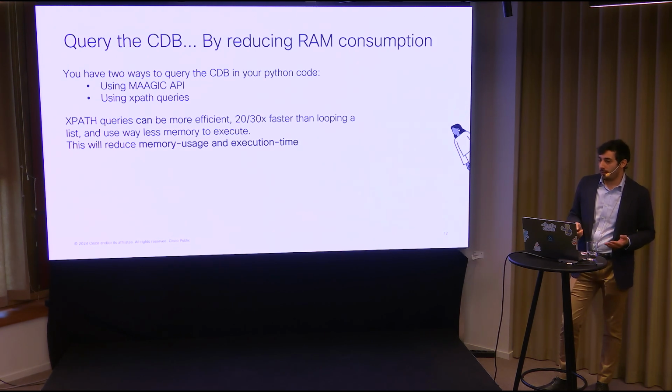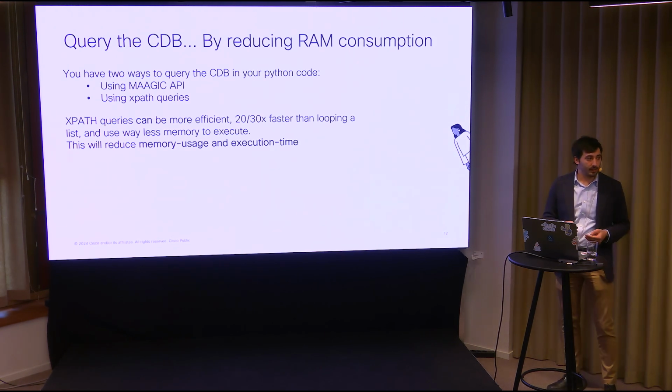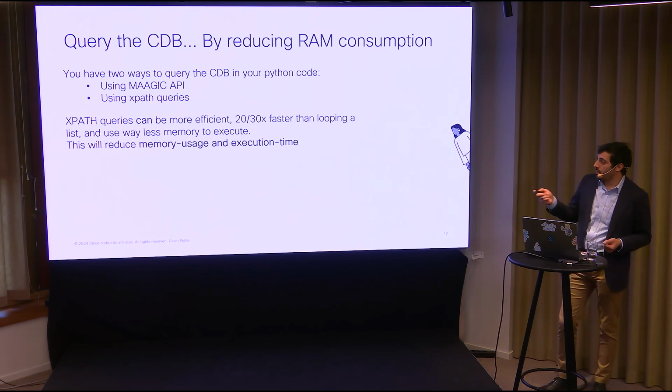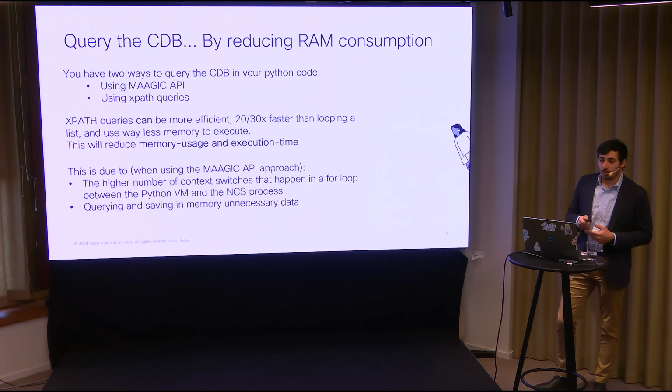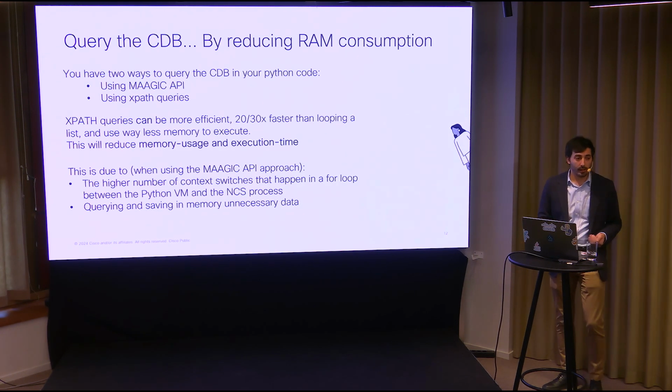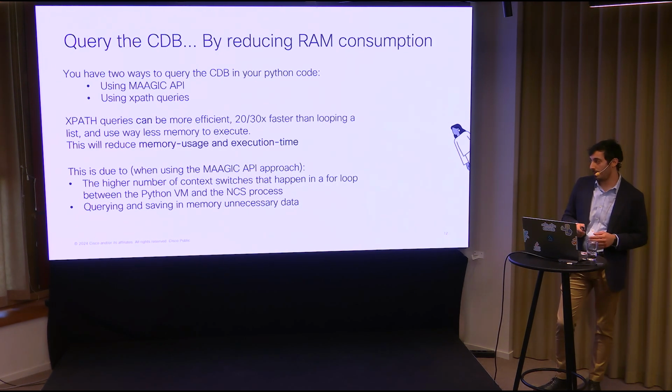xpath queries can be more efficient, 20, 30 times faster than looping over a list, and they use way less memory to execute. This will reduce memory usage and execution time. Why is that? Because using the Maagic API approach, we have a higher number of context switches happening between the Python VM and the NCS process. And also we have to query and save information in memory.